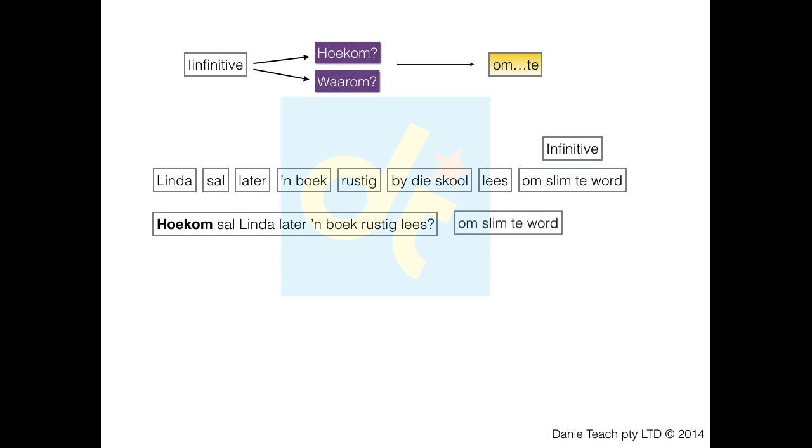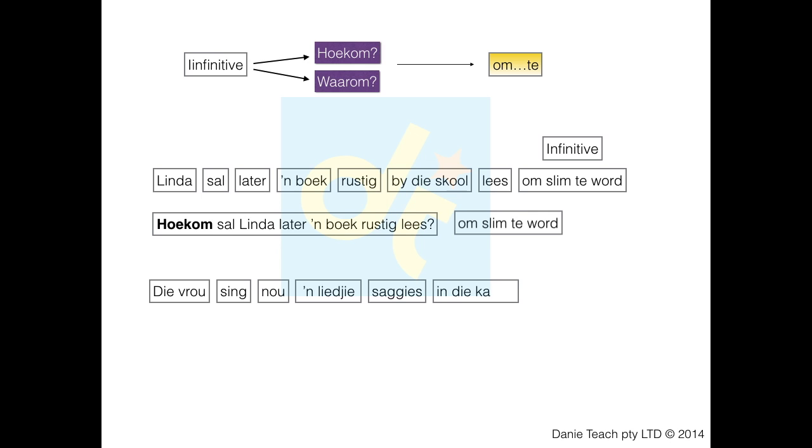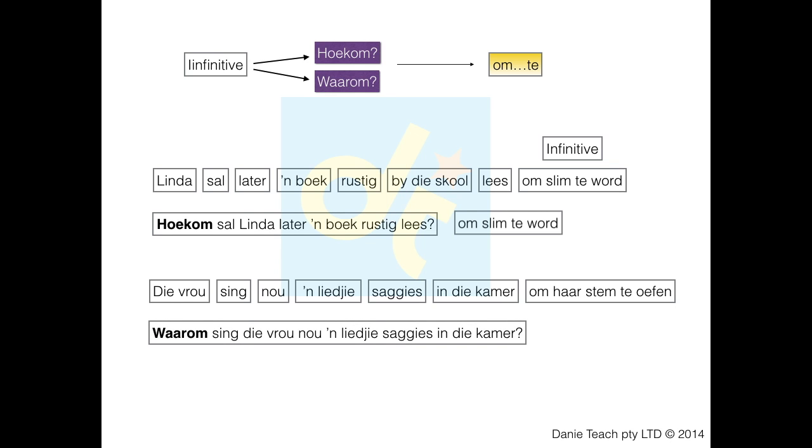Right, the next example. Die vrou sing nou 'n liedjie saggies in die kamer om haar stem te oefen. Again, you cannot miss it. It's part of the infinitive. It's there. It's your reason. It's the little short bit of a tail to a sentence to explain the sentence, to elaborate on your sentence a bit more. Question word, waarom sing die vrou nou 'n liedjie saggies in die kamer? And your answer is om haar stem te oefen.